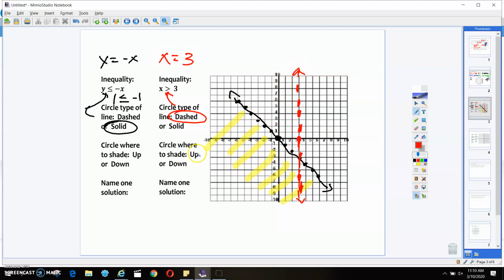Okay, so now which side do we shade on? Well, let's pick a point. Let's pick a point. 6, 0, right here, right? So let's plug that in. Is 6 bigger than 3? Yeah. So I'm going to shade the side that includes that, so that's going to be over this way. So if I plug in 6 into my equation and it's a true statement, I'm going to shade towards that point that I just picked.